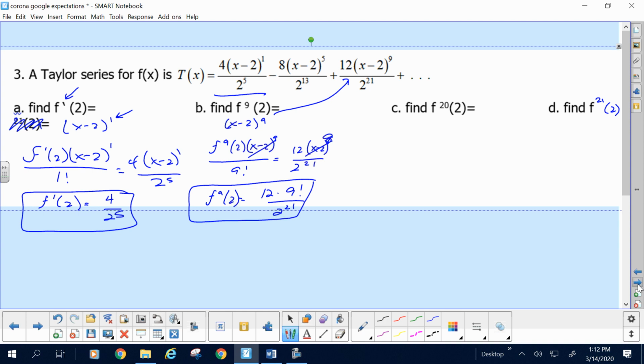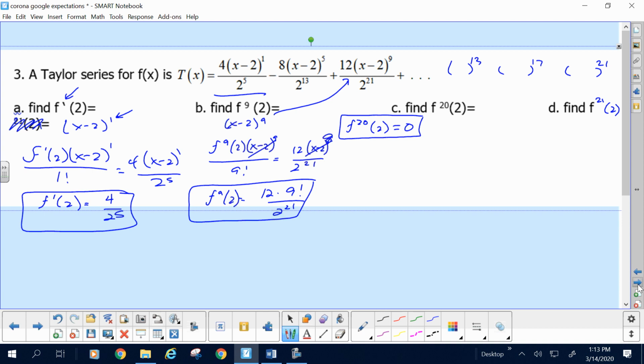It seems like that's bogus. Here's why. These exponents are going up 4 each time, so if I go up to the next, it would be to the 13th, then to the 17th, then to the 21st. There isn't a 20th power of x minus 2, so that implies that the 20th derivative has to be 0.